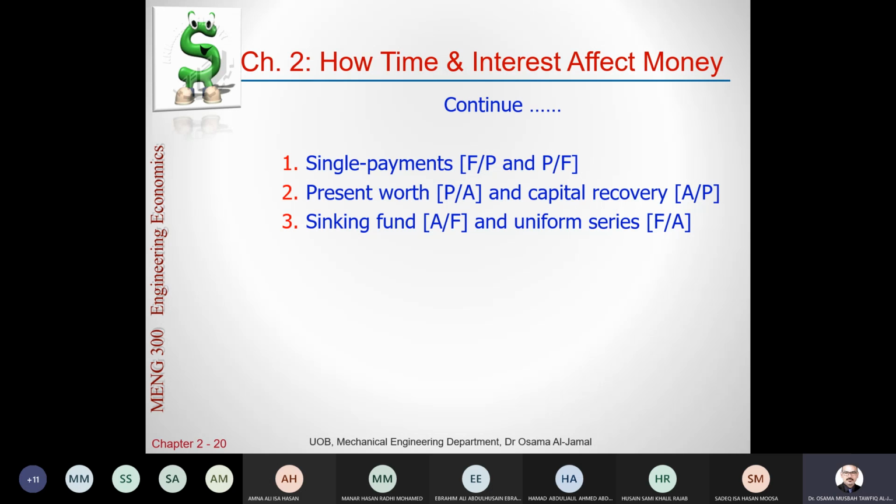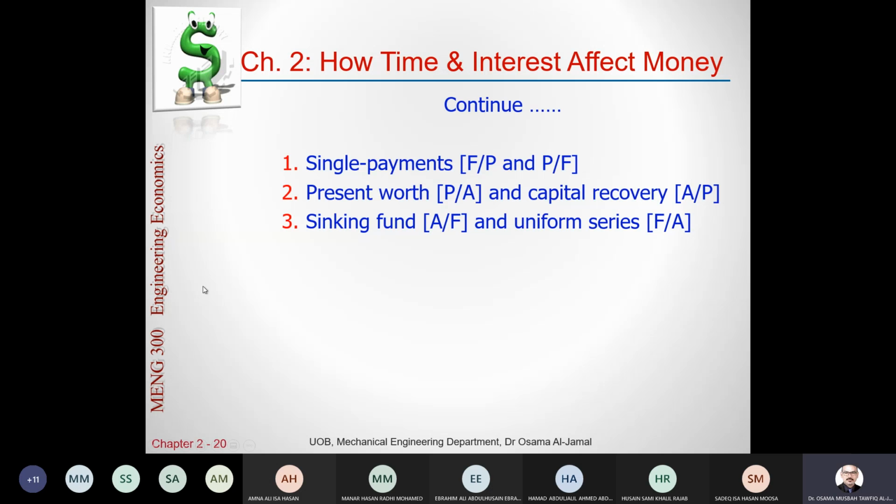Second, we saw the present worth, P given A, capital recovery, A given P, sinking fund, A given F, and uniform series, F given A. Hope you still remember the 3 conditions for any annuity. We're supposed to have those 3 conditions. First, equal amount. Second, consecutive, i.e. uninterrupted. And third one, end of period. Those 3 have to be together.